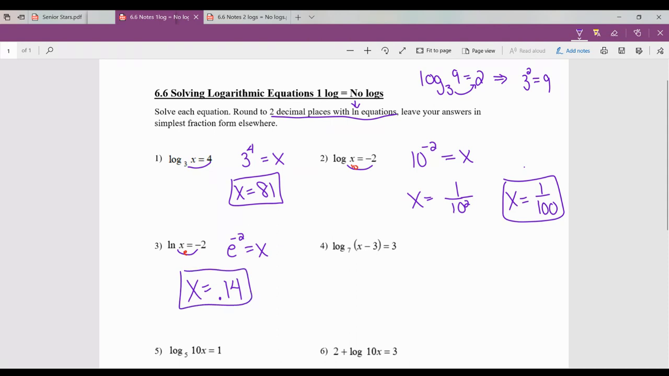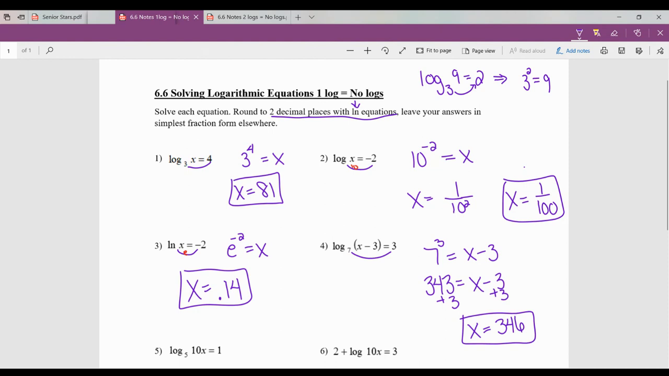Okay, for the next one, we're going to swoop: 7 to the 3rd equals x minus 3. So I do 7 to the 3rd, and I get 343 equals x minus 3. I add 3. X is going to equal 346. Okay, and now just so that we can see when we're plugging in, none of these are negative numbers when we wind up plugging them in, so they all work.